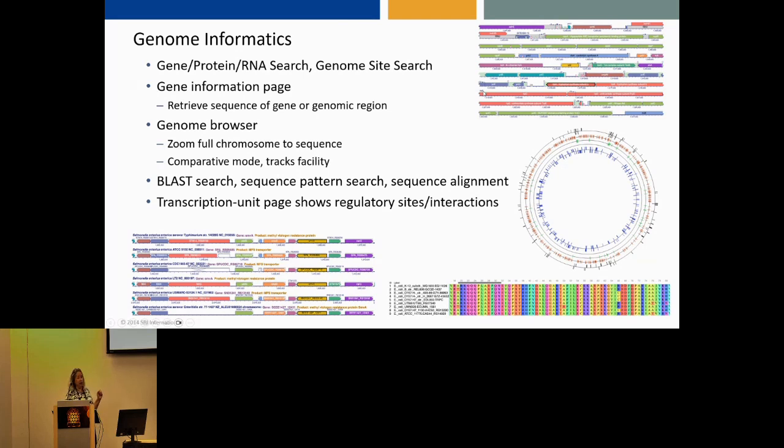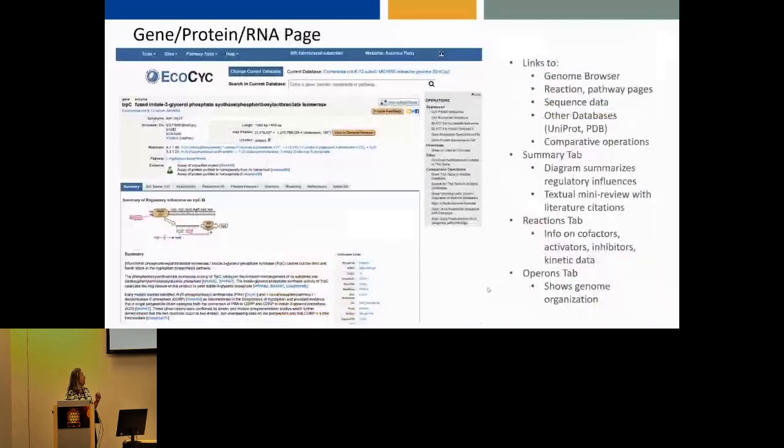This is an example of one of our gene pages. It's got links to sequence information and comparative operations, links to our genome browser, reactions and pathways. The summary contains, I don't know how well you can see this, our regulation summary diagram that is automatically generated, but summarizes all the regulatory influences on a particular gene and its gene product. And then we have our textual summary here full of citations to the primary literature, links to other databases.